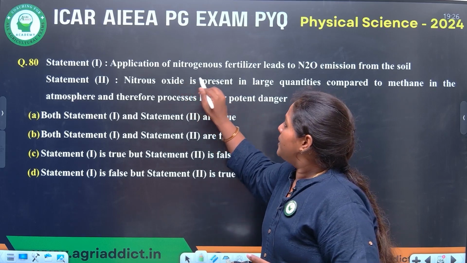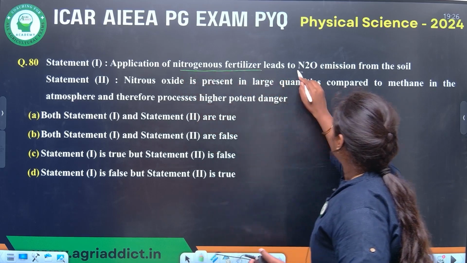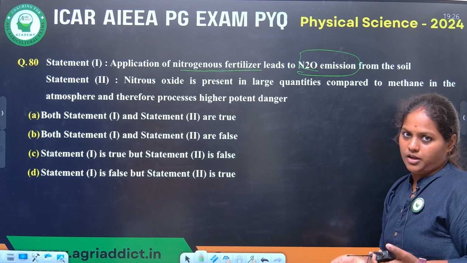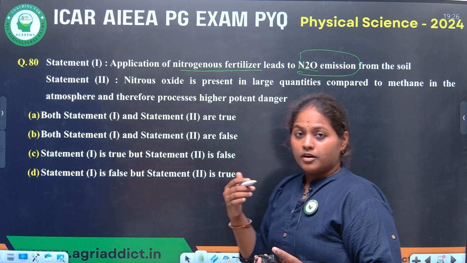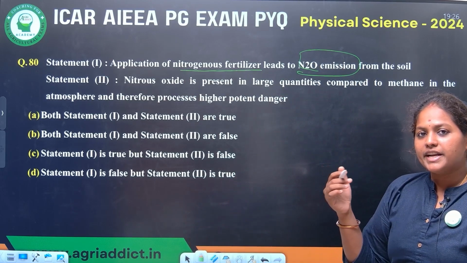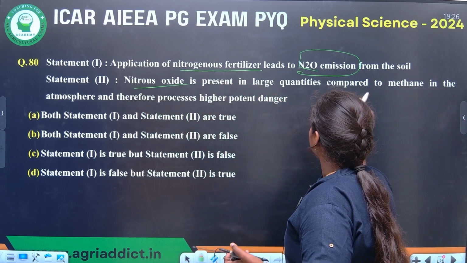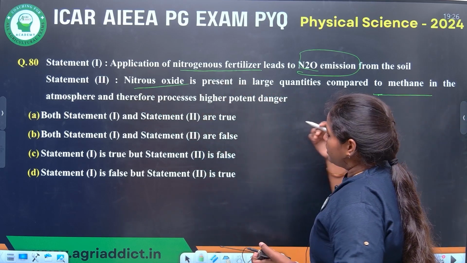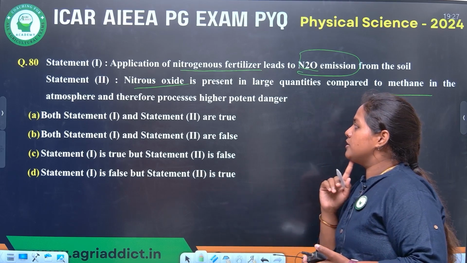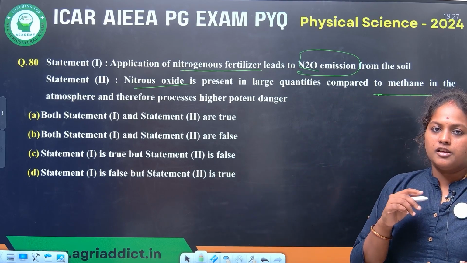Question number 80, statement type questions. Statement 1. Application of nitrogenous fertilizer leads to N2O emission from soil. True. How will N2O be released? Through denitrification. Statement 2. Nitrous oxide is present in large quantities compared to methane in the atmosphere, therefore possesses high potent danger. Is it true?